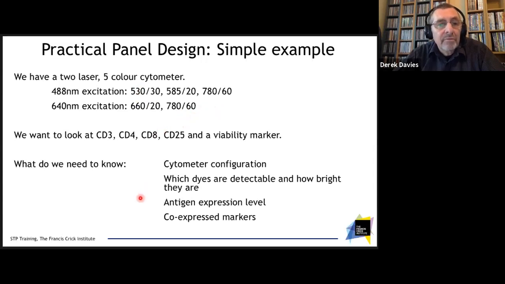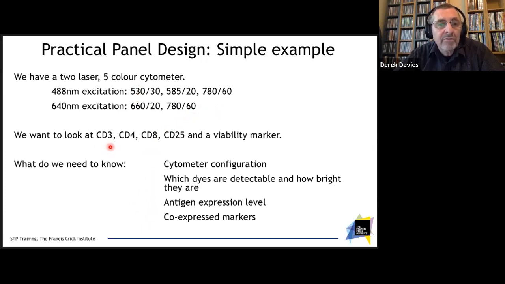But I'm still not finished, because I want to know other things. I want to know which dyes I could potentially use in those channels, and I want to know something about the biology. I want to know what's the antigen expression level, what's the expression pattern of those 3 or 4 markers, and I want to know which cells are expressing those markers.